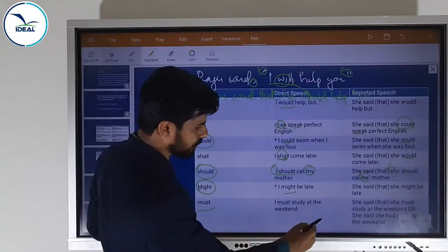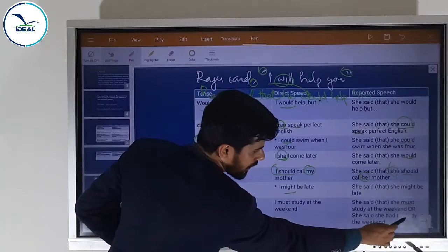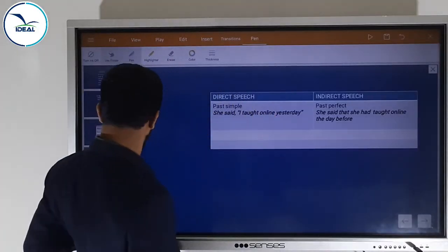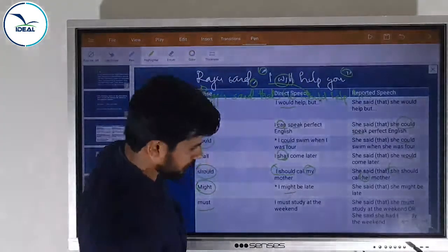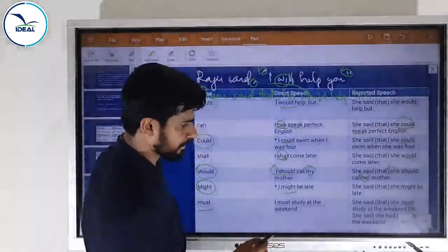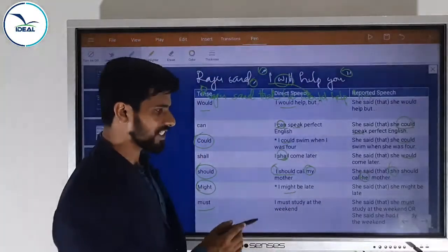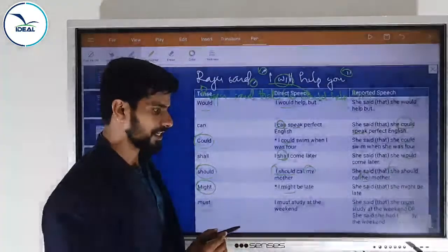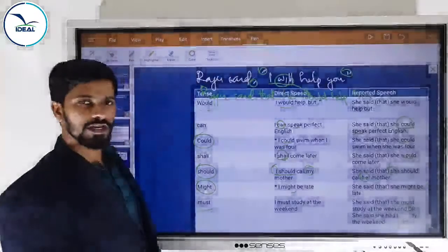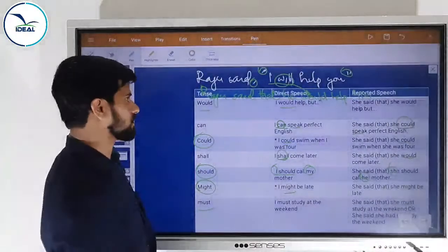And "must". So when you convert "must", you can say "had to" or "must". She said, "I must study at the weekend." She said that she must study at the weekend, or she said that she had to study at the weekend. Okay, "had to" or "must" itself. That's how we convert the modal auxiliary in reported speech.